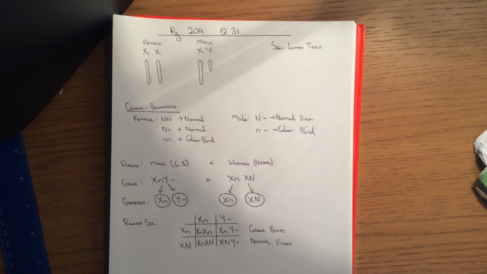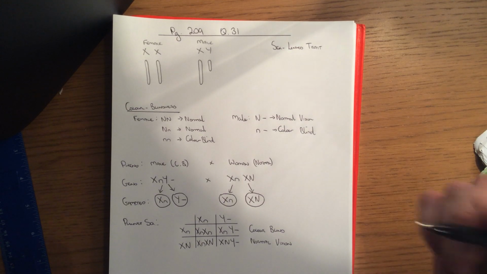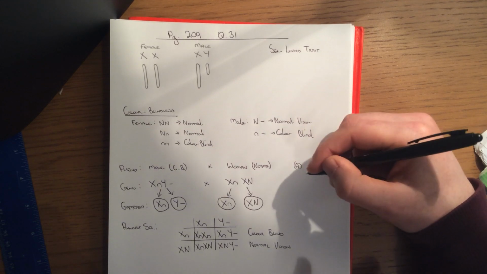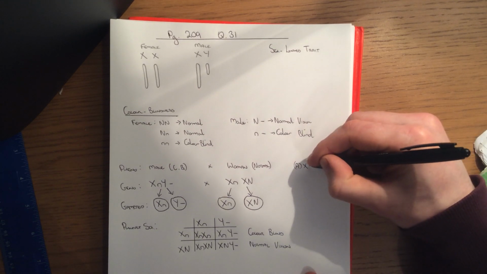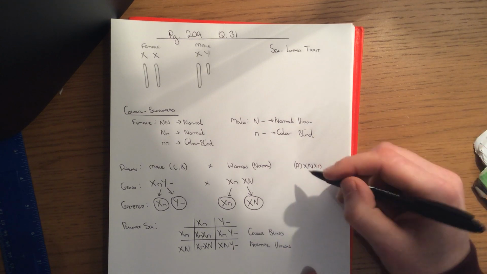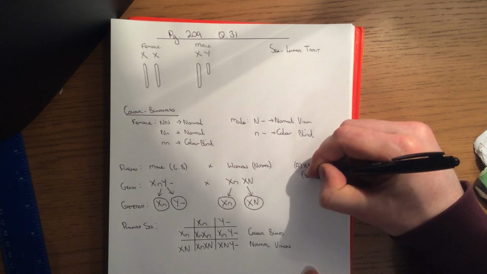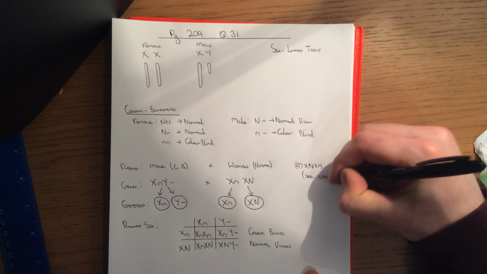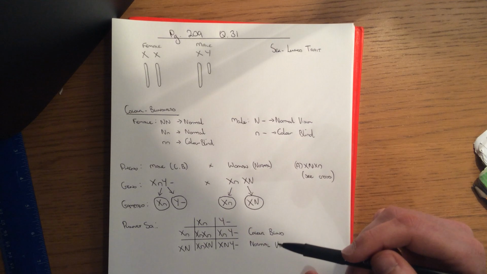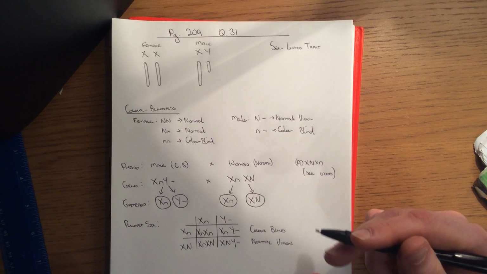So in terms of the question here, what is the genotype of the mother? The genotype of the mother, it must be that she is X capital N, X lowercase n, because she manages to produce two sons. So we can just put in here to see the cross. So when we work out the cross, you can see that she produces one son that's colorblind and one son that has normal vision. We then have part B of the question.